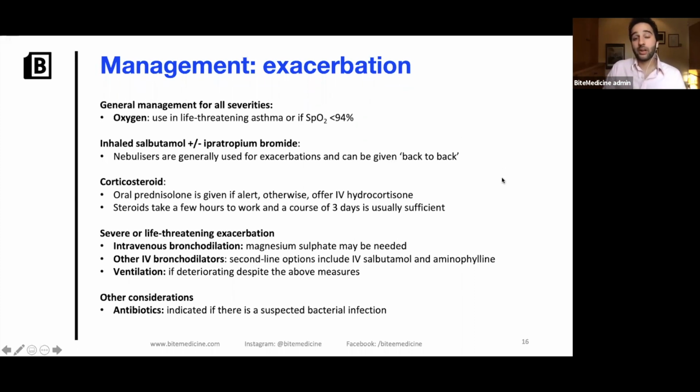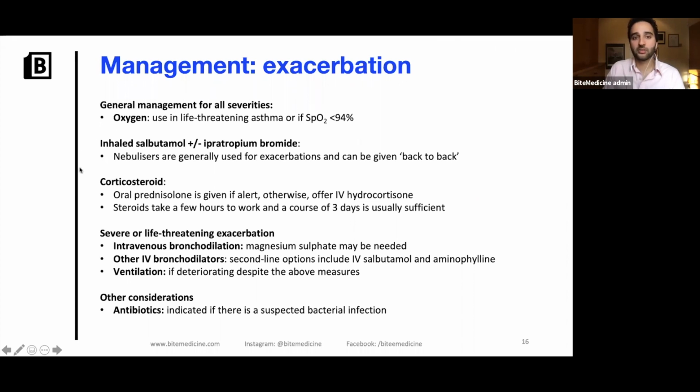So the point I'm making there is that this patient became critically unwell in such a short period of time that you can't underestimate that. Even though you've given all of this, you've given magnesium, they can deteriorate just like that. So you need to observe them. And at that point, they may need ventilation if things go downhill despite all of this. And then finally, if you think this is an infective exacerbation, then you can consider antibiotics if you think it's bacterial. Does the management of exacerbations make sense to everyone?